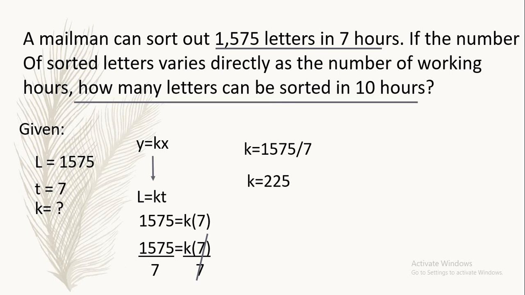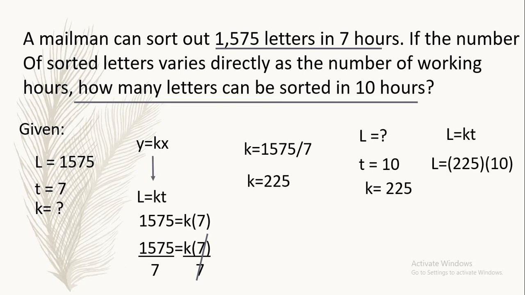Now, let us compute for how many letters are sorted in 10 hours. Use L is equal to kt, and for the given, L is missing, T is 10 hours, and k is 225 letters per hour. So let us just substitute it. For k is 225 and T is 10. So our letters sorted in 10 hours is 2,250. And to write the equation of variation, we have L is equal to 225t.